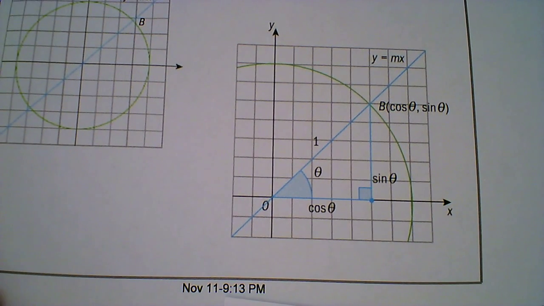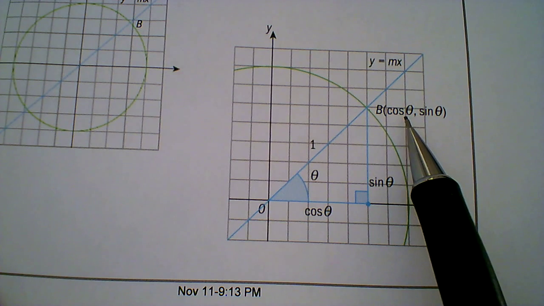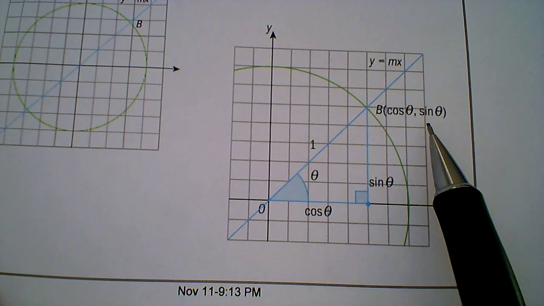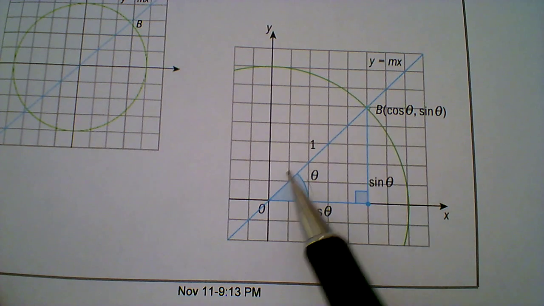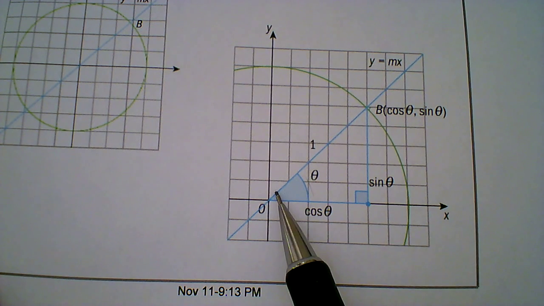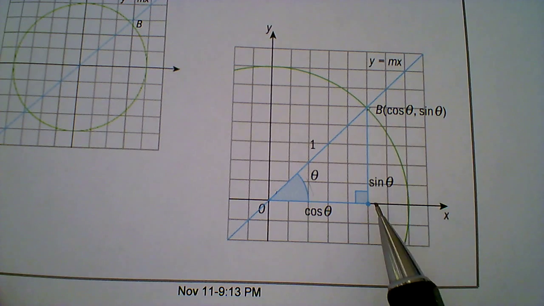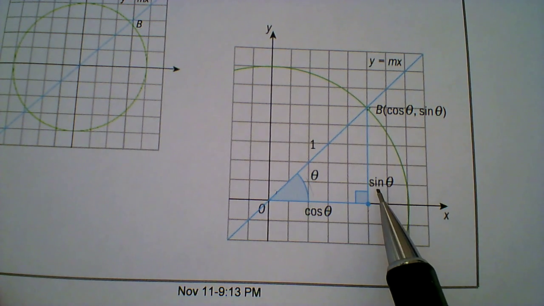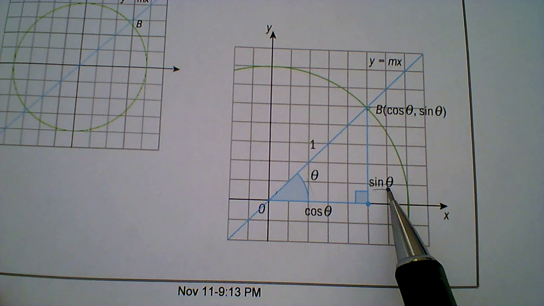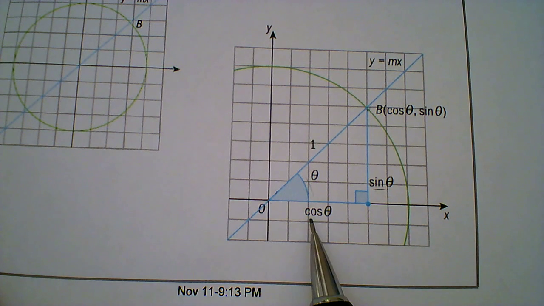So let's look at what we've got here. B is still going to be the cosine of theta, sine of theta, when we measure our theta here. My hypotenuse is still going to be 1 because it's one of the radii. The change in the y values, or the length here, is going to be y, or sine of theta, and the length of this part of the triangle is going to be cosine of theta.